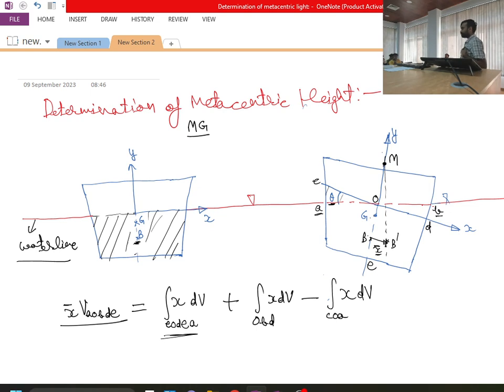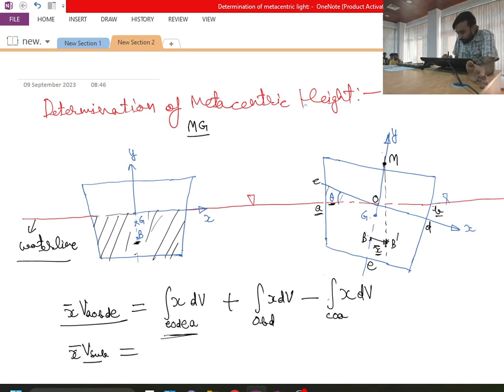Is this point clear? Now I have considered it, say it is at, okay, so now what I can do, I can write that x bar times the submerged volume is equal to, can you tell me what will be the integral of x dV over E, O, D, E, A? So I am considering the line of symmetry, the moment of the volume. Okay, x times volume, so it is nothing but the moment of the volume. I am considering the line of symmetry.